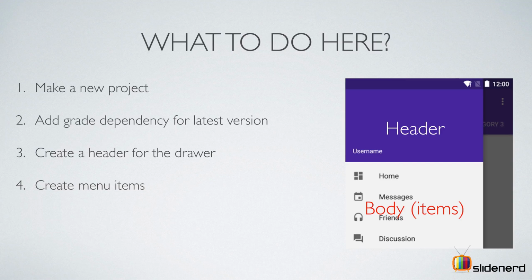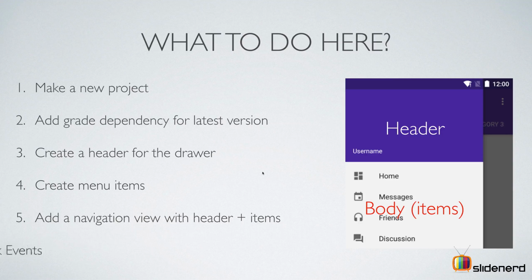Step 4. You need to create the menu items in the XML file. Header is also going to take place in the XML. Step 5. Add the navigation view with the header plus items. And in step 6 or last step, handle the click events using the navigation item selected listener. So let's go to Android Studio and let's try to get these things done.